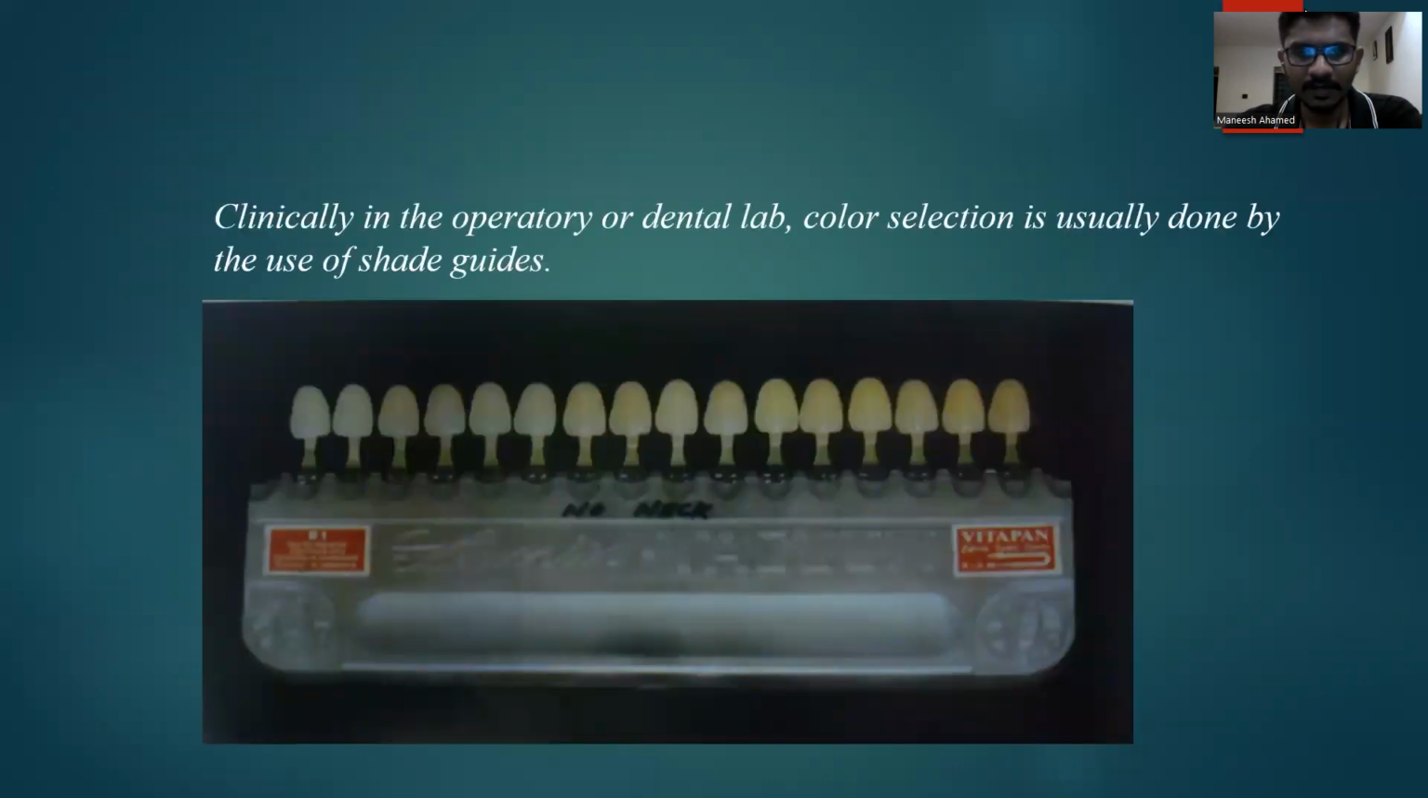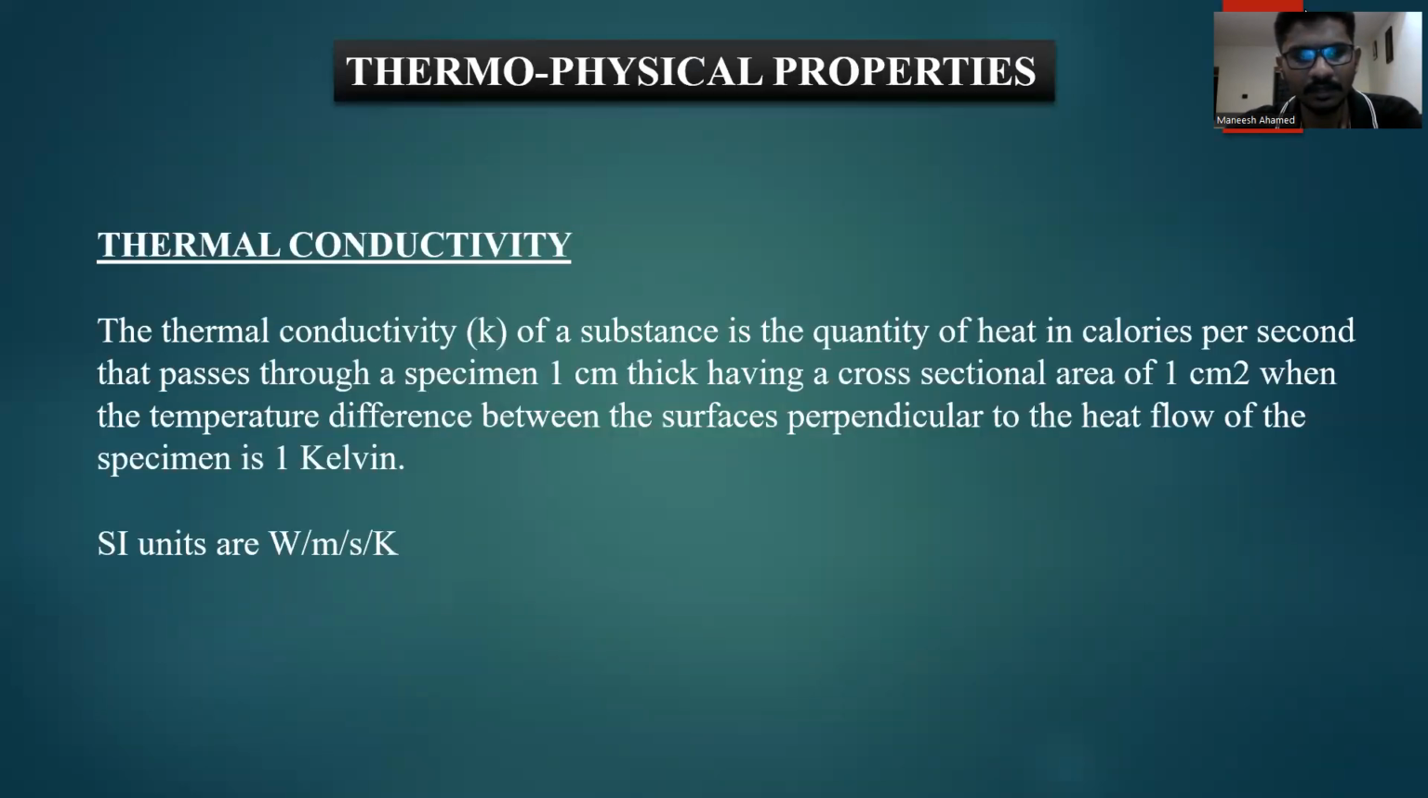Clinically, the operatory or dental lab color selection is usually done by the use of shade guides. Various types of shade guides are available, which are matched with the natural tooth in order to identify the proper color of the tooth. That's all about the optical properties of dental materials.